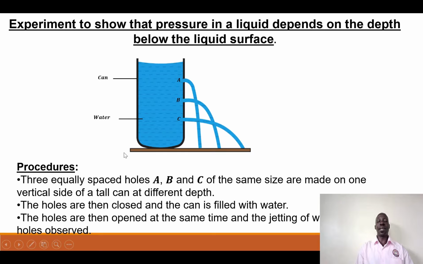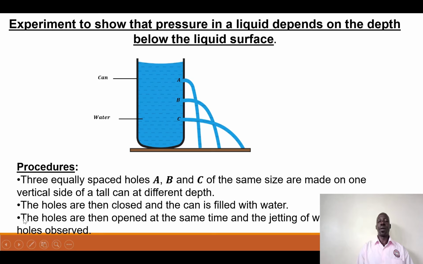Now, let us have the procedures laid down. Procedure number one: three equally spaced holes, A, B, and C, of the same size, are made on the vertical side of a tall can at different depths. Then the holes are closed and the can is filled with water.